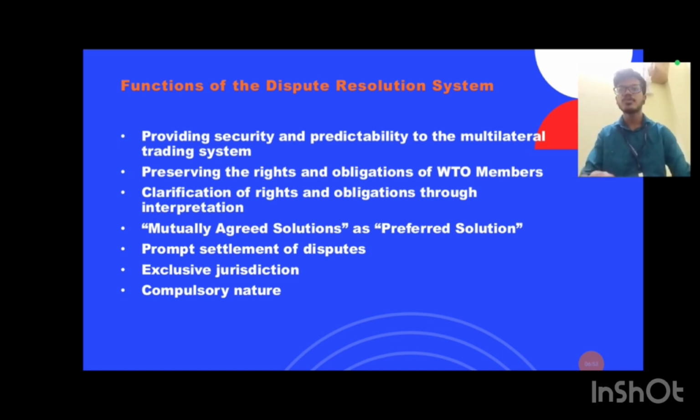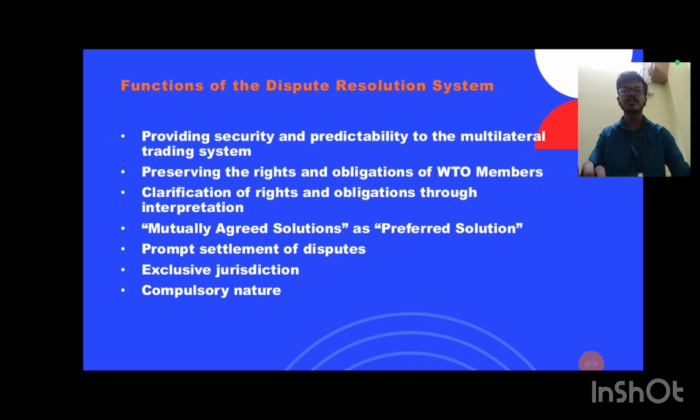The fourth one is a mutually agreed solution as the preferred solution. Although the dispute settlement system is intended to uphold the rights of the aggrieved members and to clarify the scope of the rights and obligations, thereby gradually achieving a higher level of security and predictability, the primary objective of the system is not to make rulings or to develop jurisprudence. Rather, like other judicial systems, the priority is to settle disputes, preferably through a mutually agreed solution, which is provided under Article 3.7 of the Dispute Settlement Understanding.